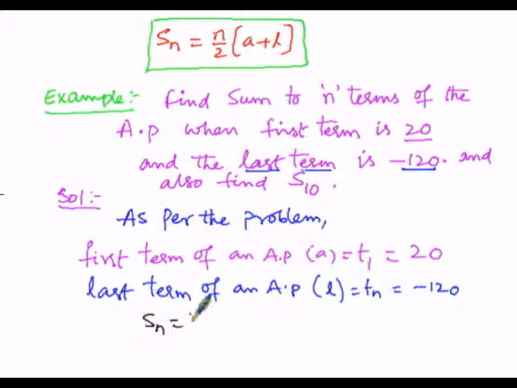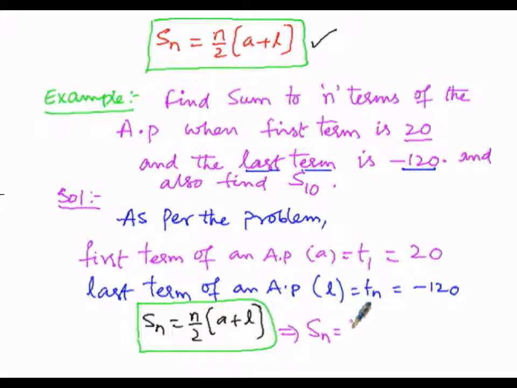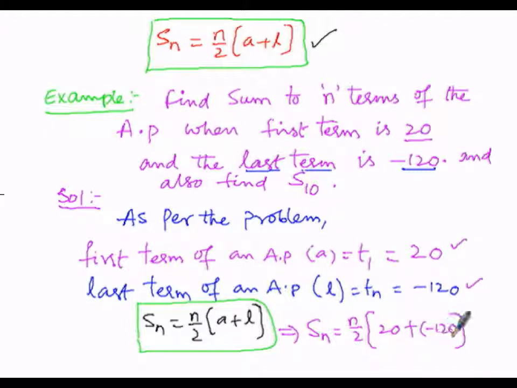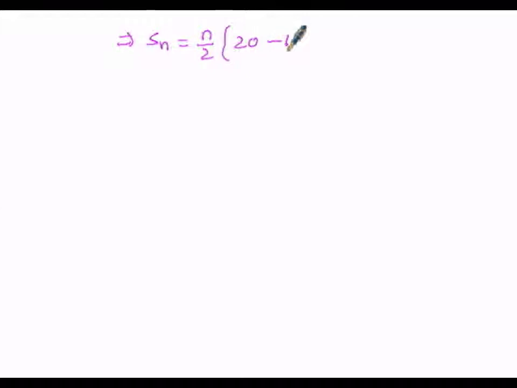The sum of n terms is given by the formula n by 2 into (a plus L), where L is the last term and a is the first term. Based upon this formula, let us find the sum of n terms. That implies the sum of n terms is equal to n by 2 into (a, which is 20, plus L, which is minus 120), within the bracket. Then S of n is equal to n by 2 into [20 plus into minus is minus, 120 minus 120], and the square bracket is closed.